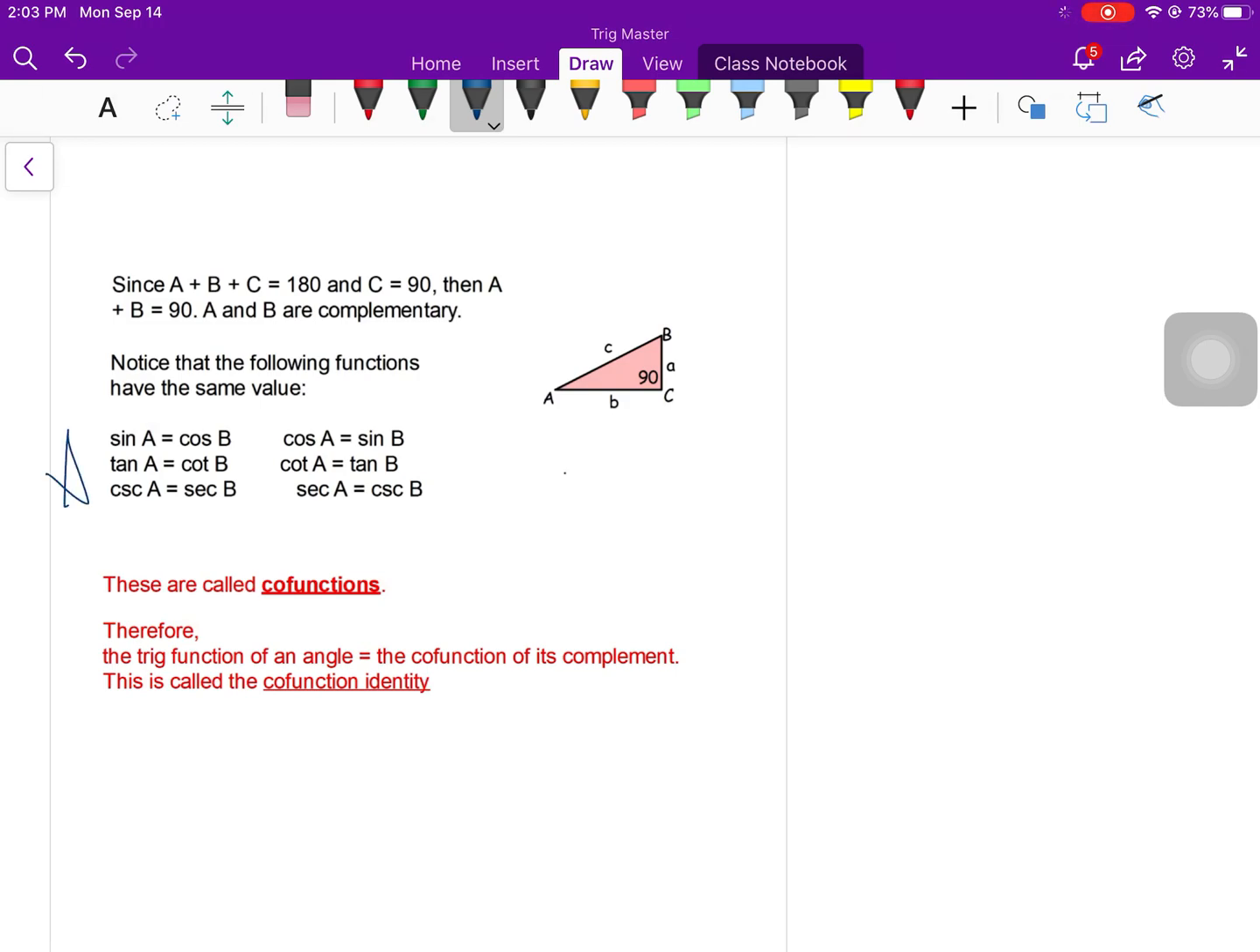These things are going to be very, very handy in various problems. If you just know what that is, it makes your life a little bit easier. In trig, we say the trig function of an angle equals the cofunction of its complement, so it's called the cofunction identity.